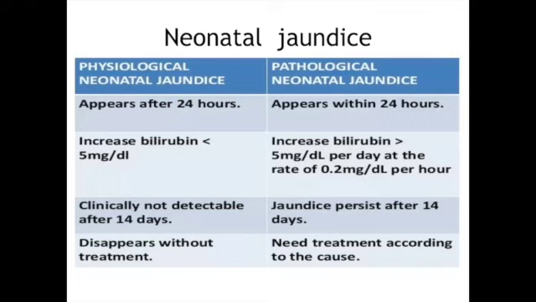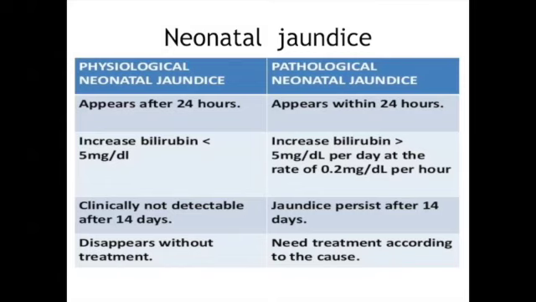So neonatal jaundice, one slide about neonatal jaundice. If this patient has got a physiological neonatal jaundice, it appears after 24 hours. The bilirubin value will be usually less than 5 milligram per deciliter. It increases and is clinically not detectable after 14 days, and it disappears without much treatment.